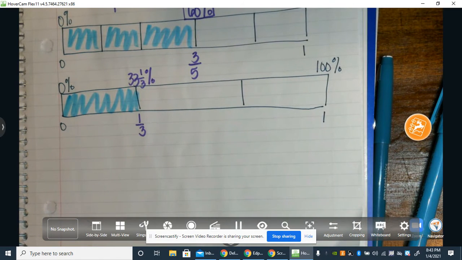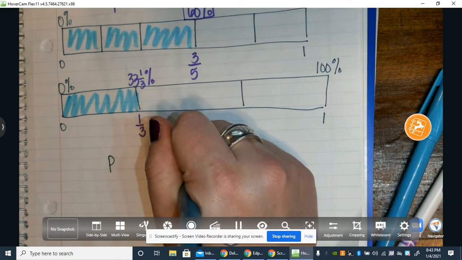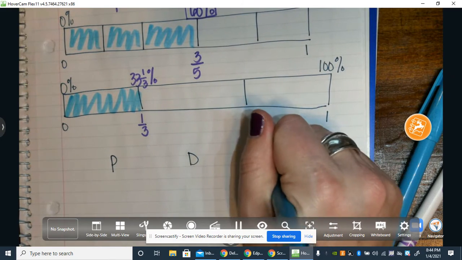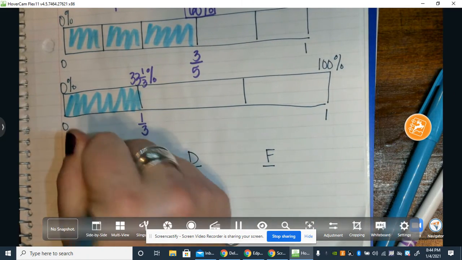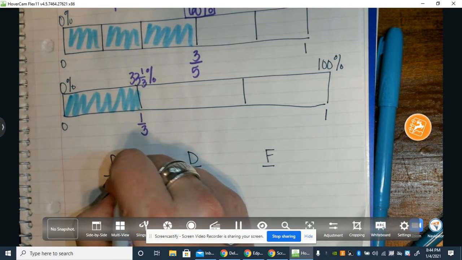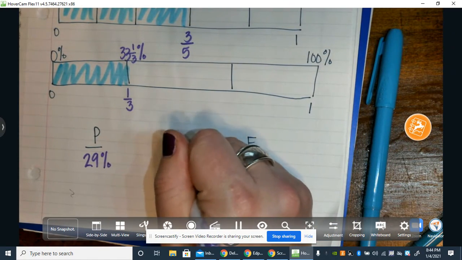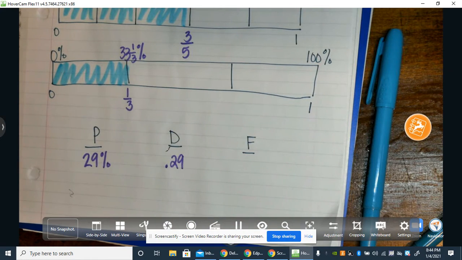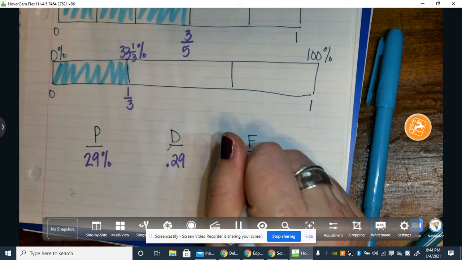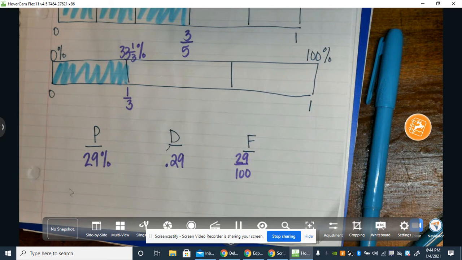Okay, and one of the things that we've noticed is when you go from percent to decimal to a fraction, basically you're moving some stuff over. I have a percent, decimal, and fraction. We're going to talk more about this tomorrow. So if I have 29%, that's just 29 hundredths. And as a fraction, remember percents are out of 100. So my denominator would be 100 and my numerator would be 29.